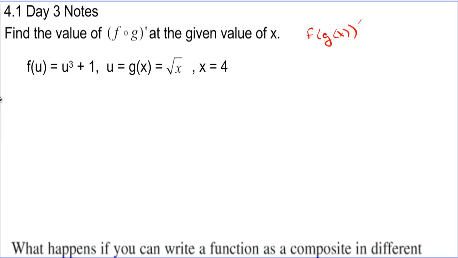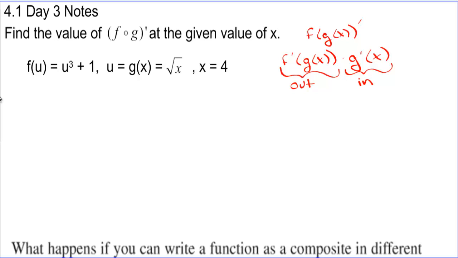Well, to find the derivative of this, we take the derivative of the outside and we leave the inside alone. And then we multiply by the derivative of the inside. This is the chain rule. So multiply the derivative of the outside, leave the inside alone, times the derivative of the inside function. Let's look at the example we have here.